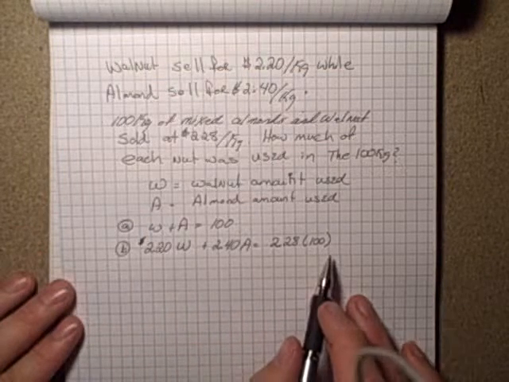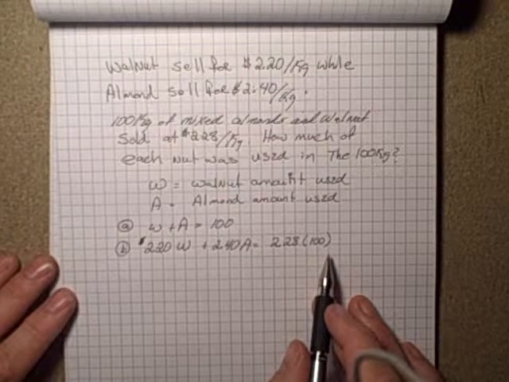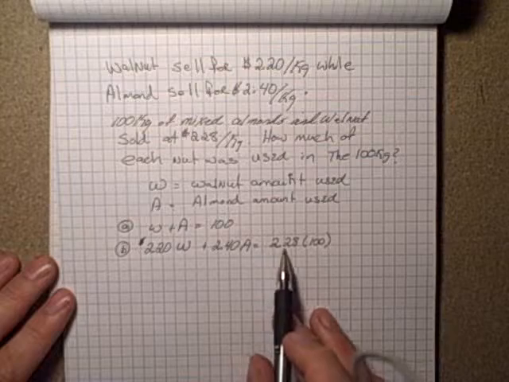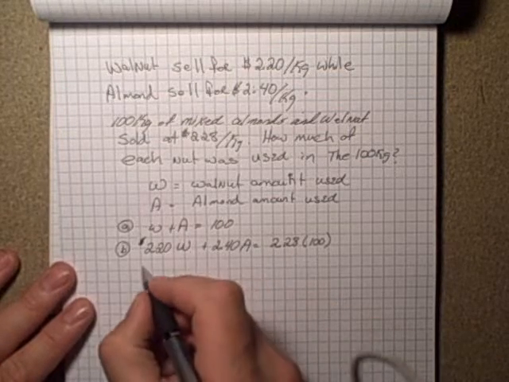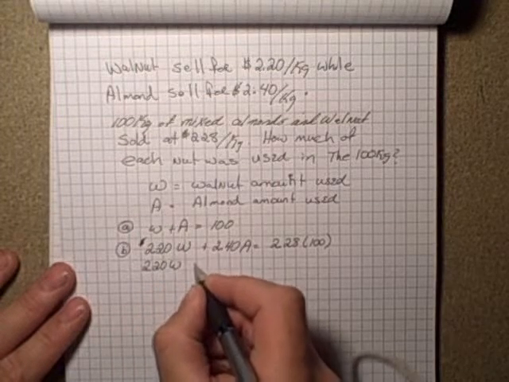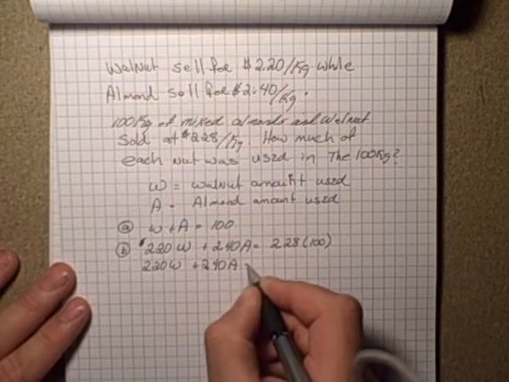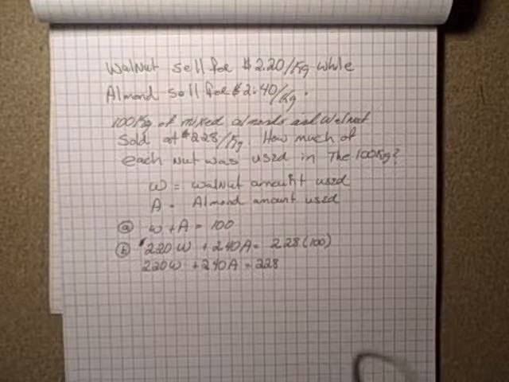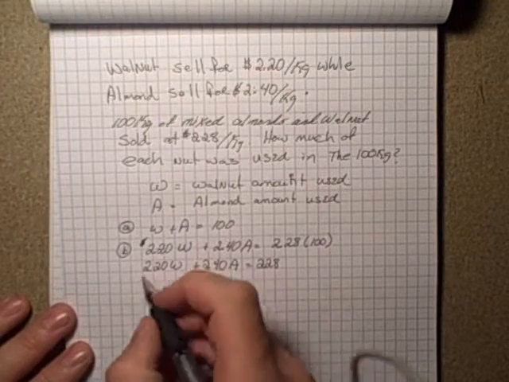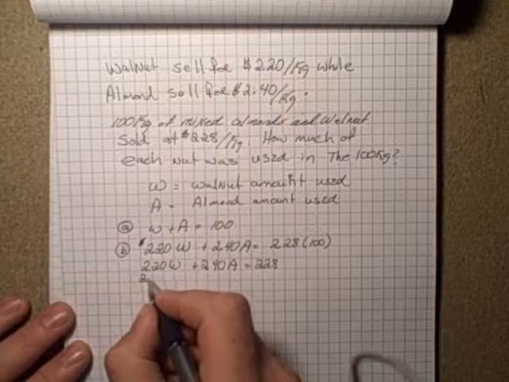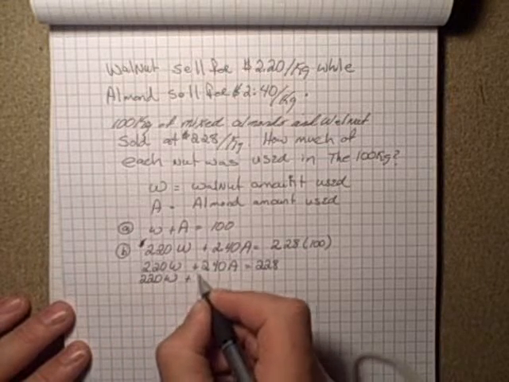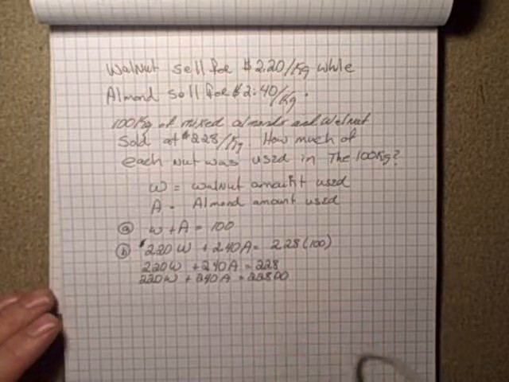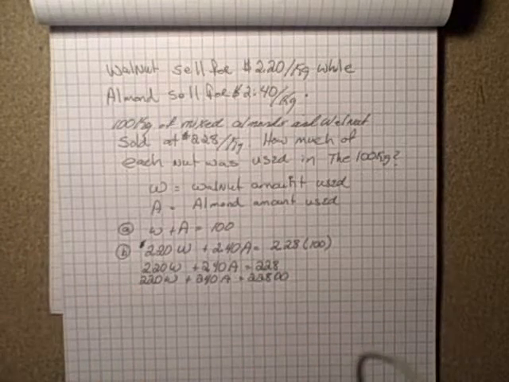Now we're going to reduce this one a little bit, in the sense that if we take this and multiply it out, 2.28 times 100 would come out to be 228. So 2.20 walnut plus 2.40 almond is equal to 228. Now we can also eliminate the decimal in this equation, so I'm going to multiply everything by 100. 220W plus 240A is equal to 228 times 100, which is that. So I've eliminated the decimals and simplified equation B.